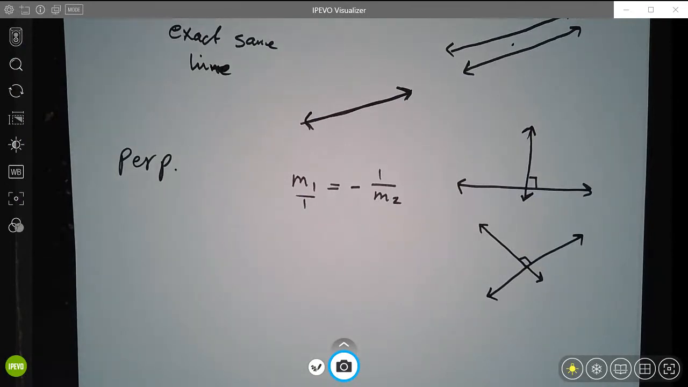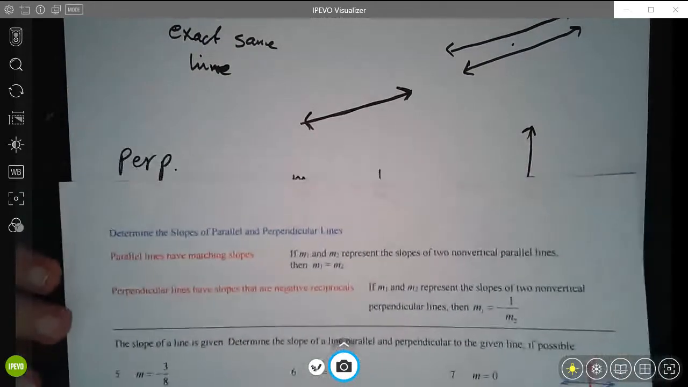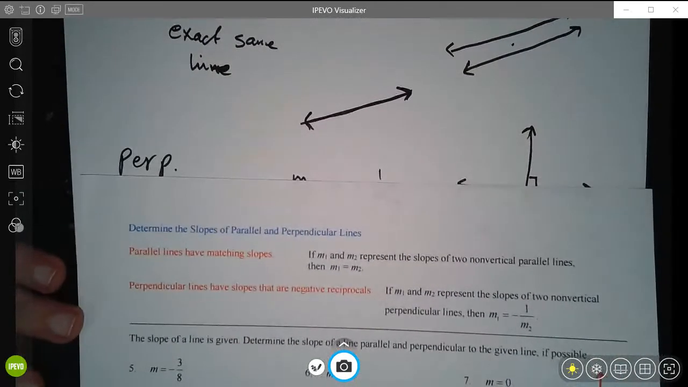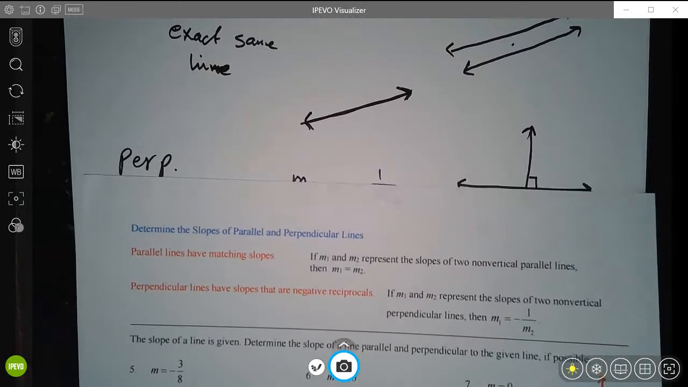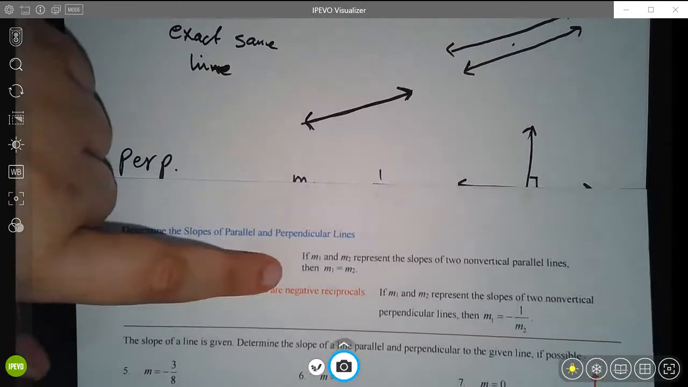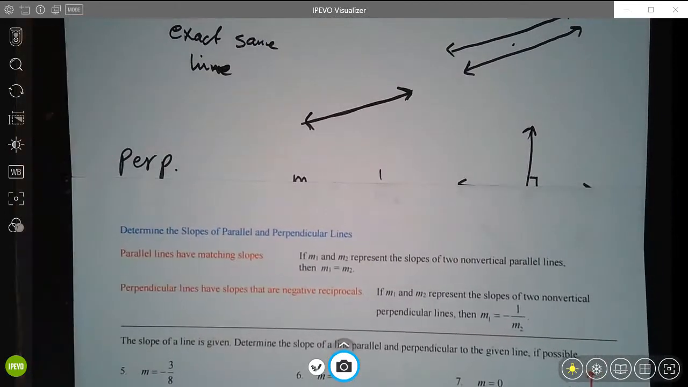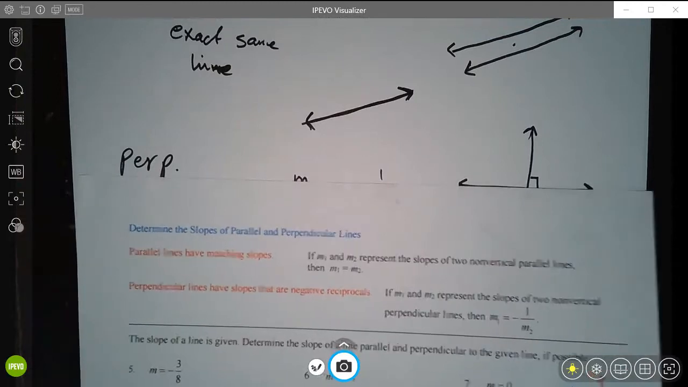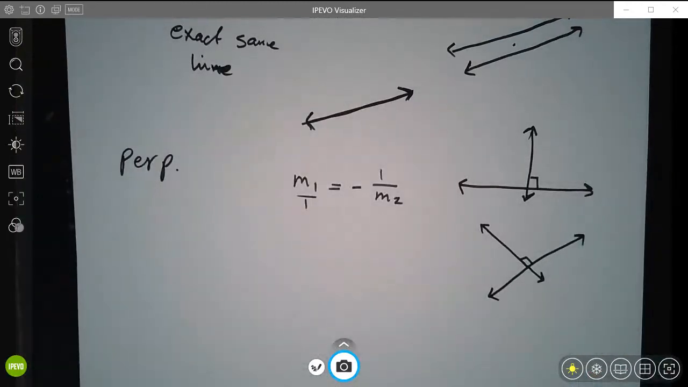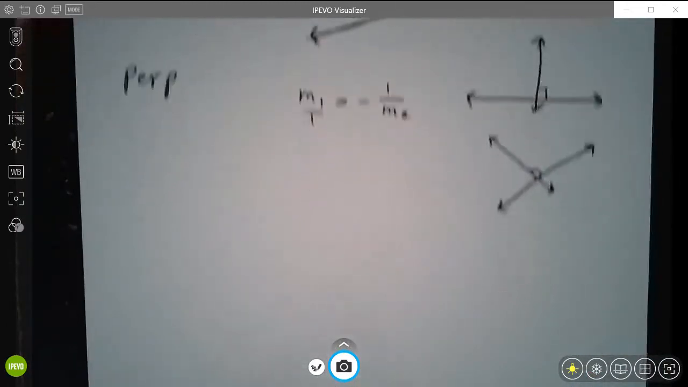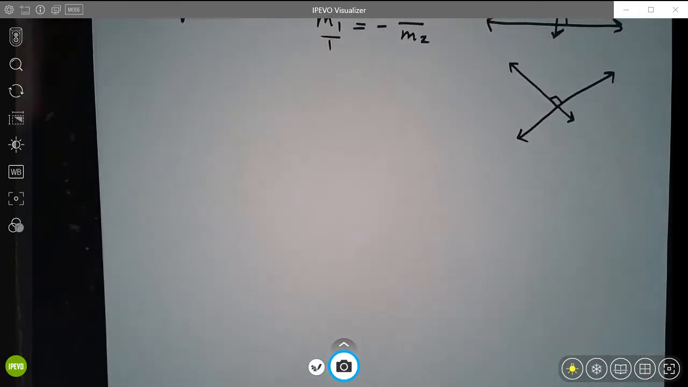So far, so good? And I have the stuff written in your notes in case you want a reminder of it later on. So write it down. That's an important distinction. But I also have the equation right here as well. Okay, parallel and perpendicular. Now, let's play with that a little bit.